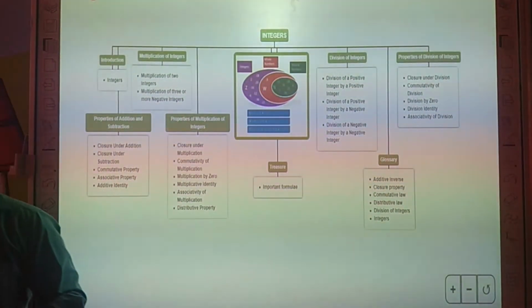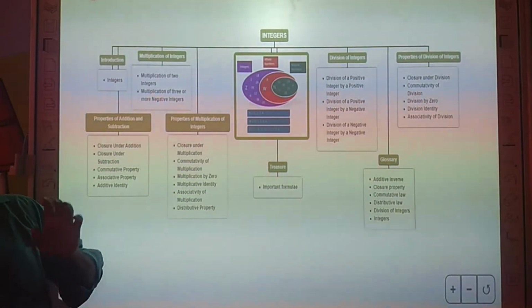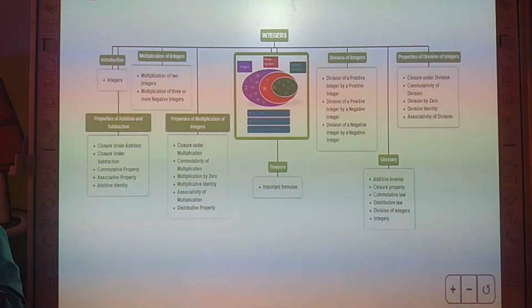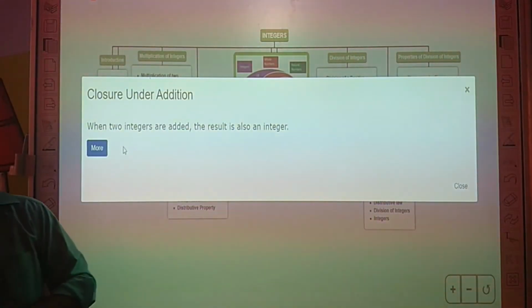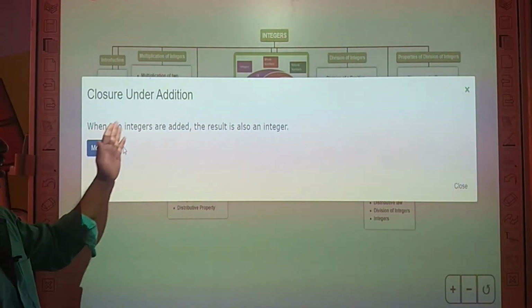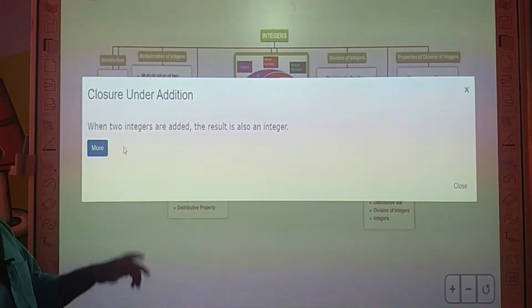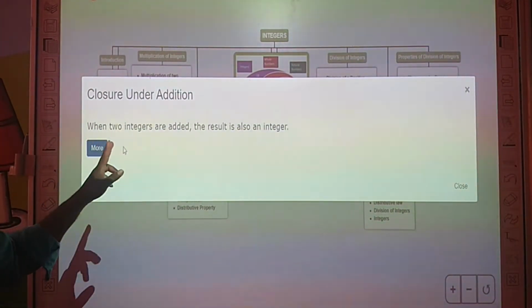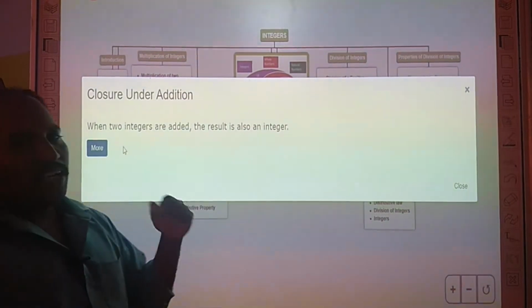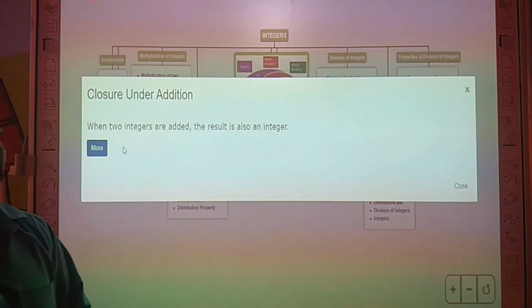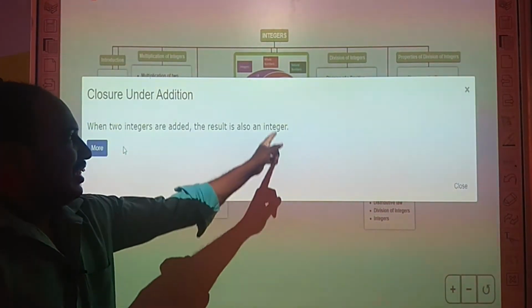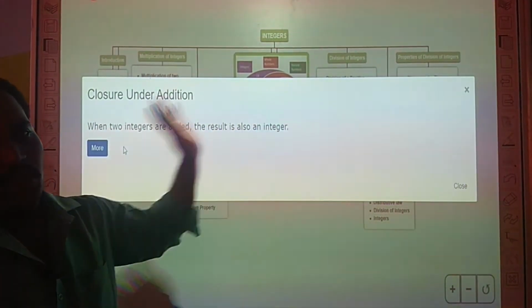Listen here. The first one, our introduction, integers. Properties of addition and subtraction. First one, the addition part. Closure under addition. When two integers are added, the result is also an integer. That means when two numbers are added, the answer is also an integer.